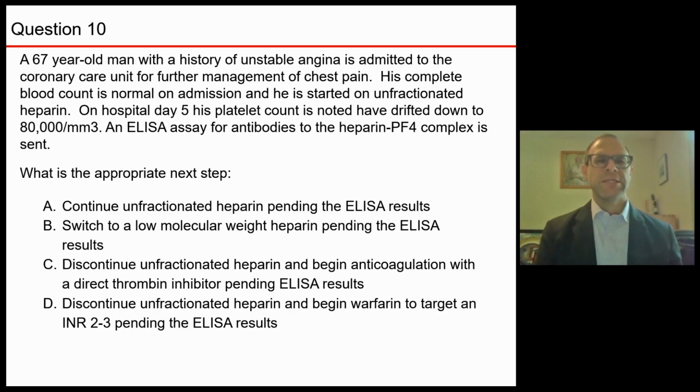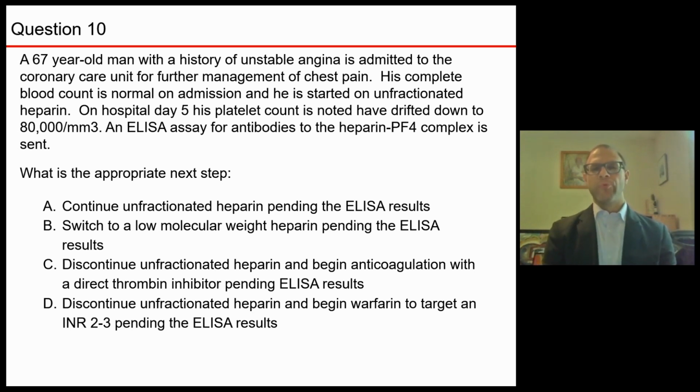The next question, a 67-year-old man with a history of unstable angina is admitted for chest pain. The patient is started on heparin, but by day 5, the platelets are noted to have fallen to 80. A HIT test, PF4 antibody test is sent. What is the next appropriate step?